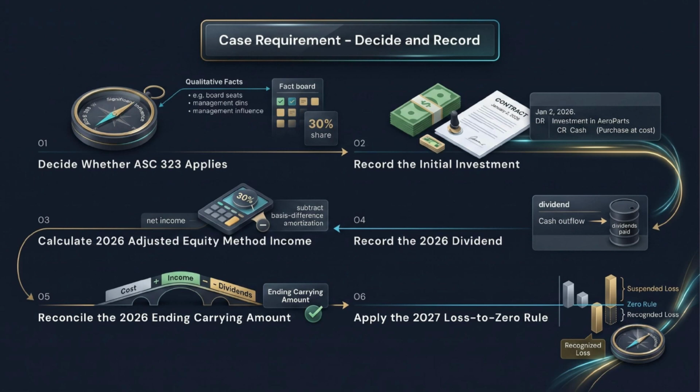Fifth, reconcile the 2026 ending carrying amount. Sixth, apply the 2027 loss to zero rule. This order matters. If we jump directly to the final carrying amount, we may miss the classification or basis difference adjustment. Good case answers are like good audit files. The conclusion is much easier to trust when the path is visible.